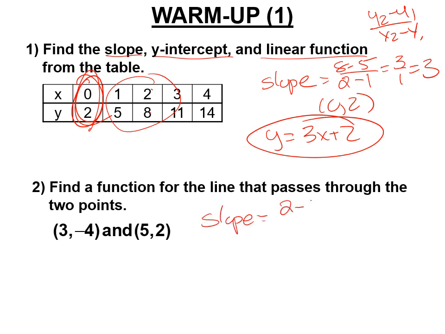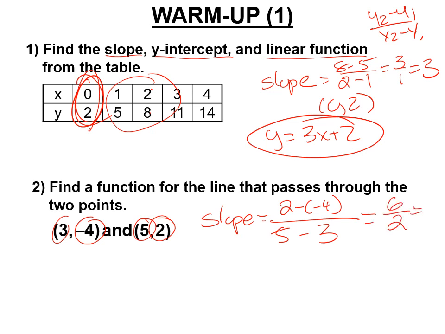So I'm going to do 2 minus negative 4, subtracting my y-coordinates, over 5 minus 3, subtracting my x-coordinates. 2 minus negative 4 is the same as 2 plus 4, which is 6. 5 minus 3 is 2, so the slope here is 3. What is the y-intercept? That's a coincidence that they both have the same slope, I think.